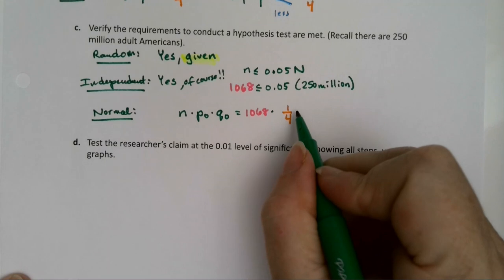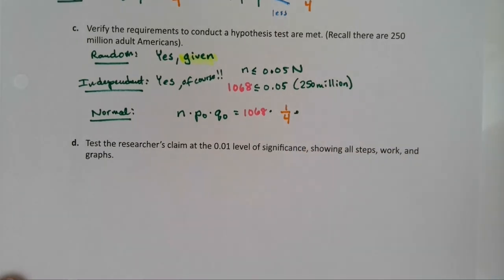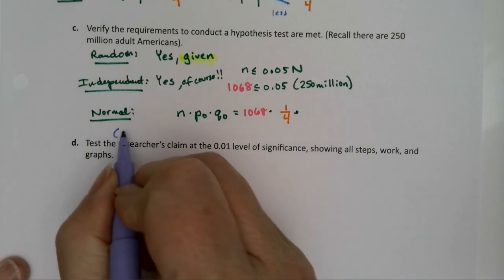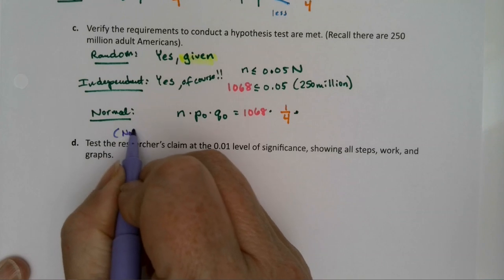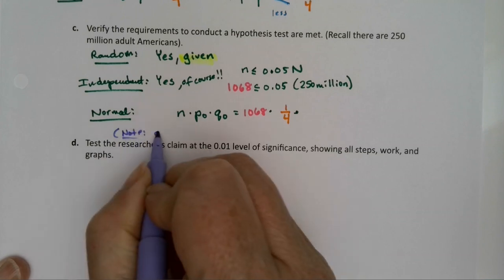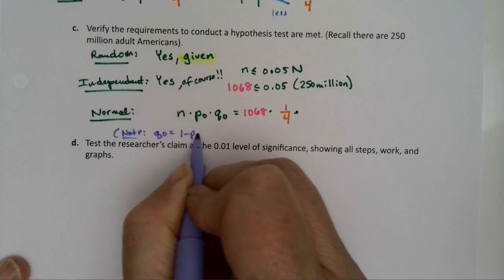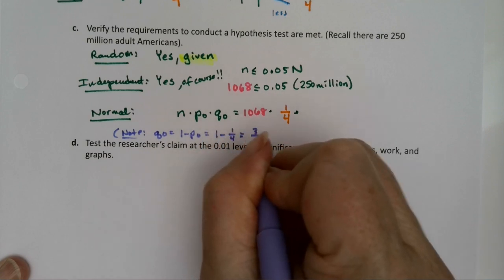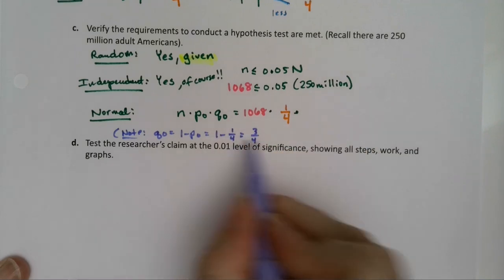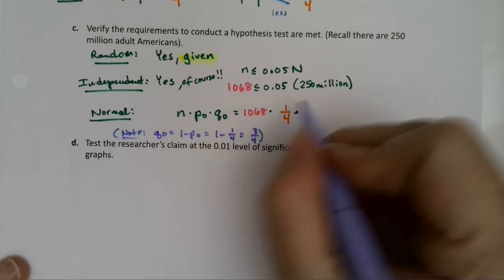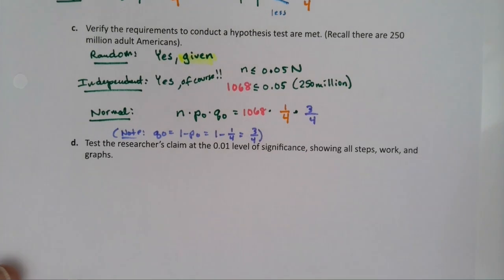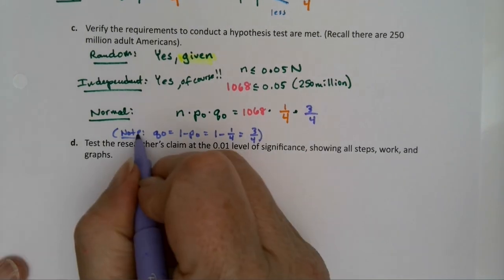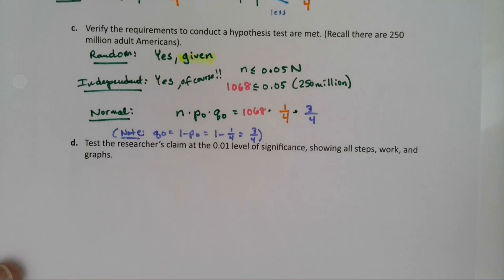All right, so then I need q0, and then I'll have it. Well, q0, you have to remember, we'll just make a little note: q0 is 1 minus p0. So that would be 1 minus 1/4, and 1 minus 1/4 is 3/4, because they make 1. They're complements of each other. So this is 3/4. That's just a little reminder of how to do that.